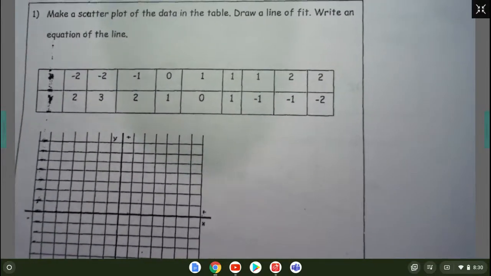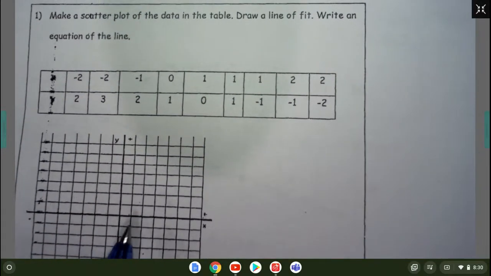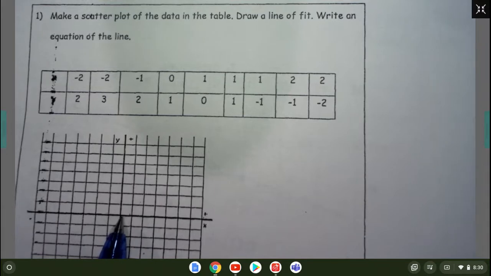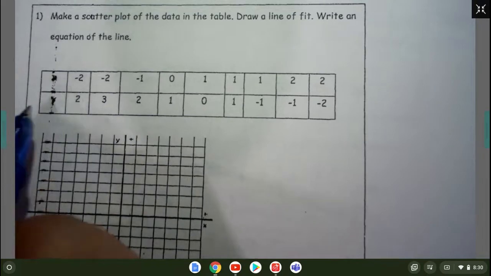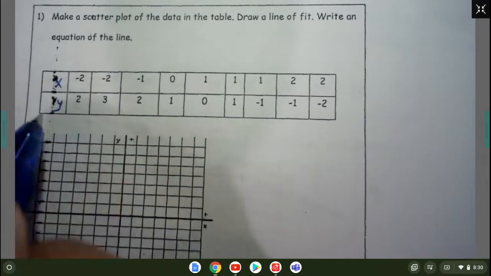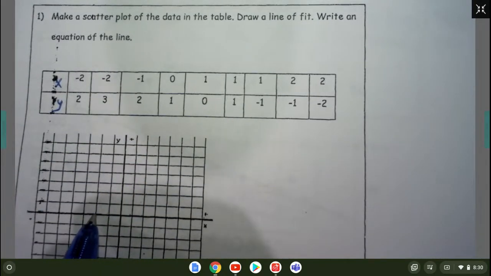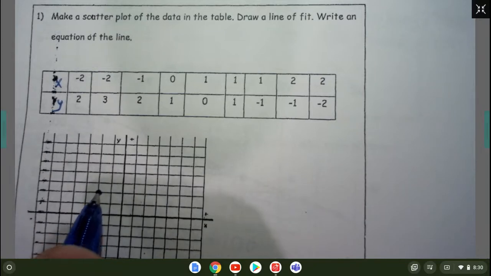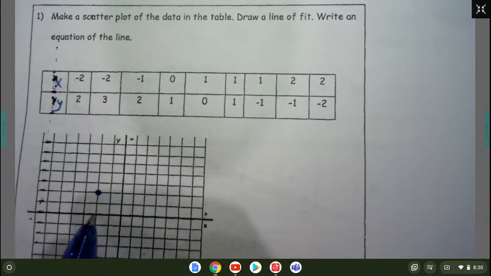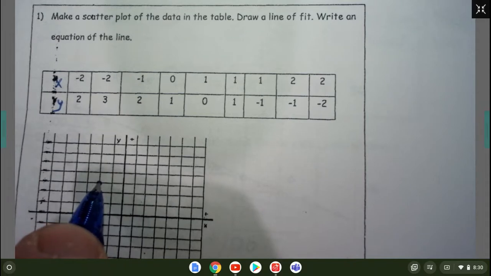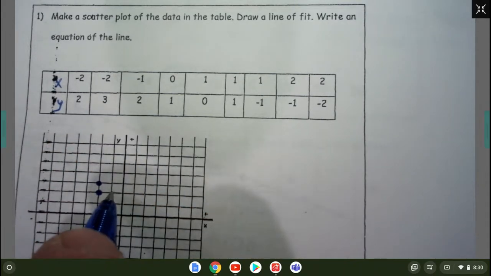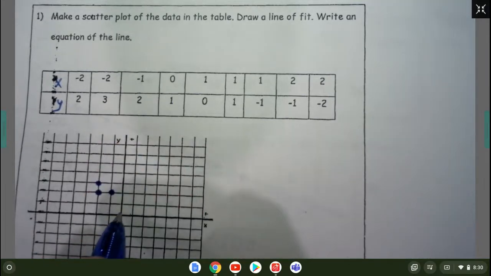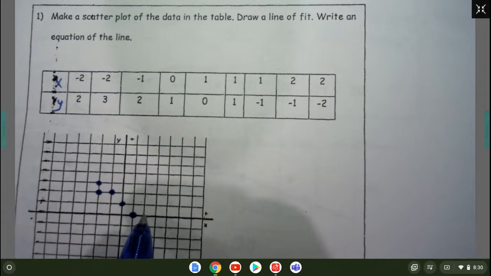All right, so we're going to have to make a graph here. It looks like we already have the graph kind of here. Let's start with -2, 2. These are the x's here, and these are the y's. So we go left 2 and then up 2. Then -2, 3, so left 2 and up 3. -1, 2 means left 1 and up 2. Then 0, 1, so 0 and then 1.